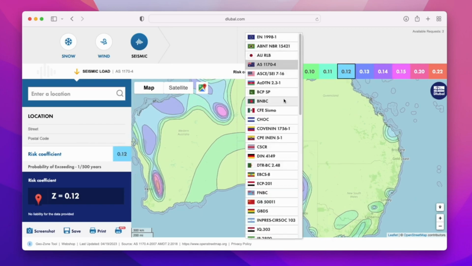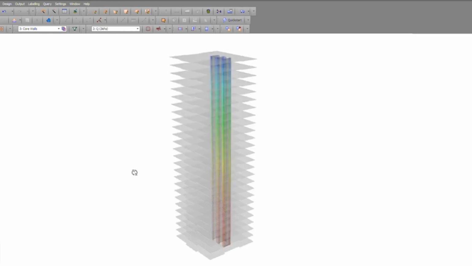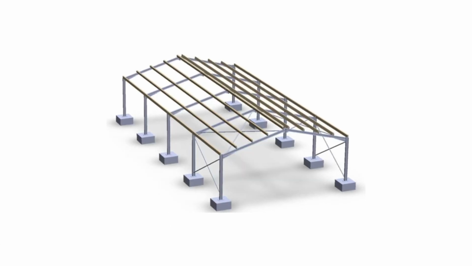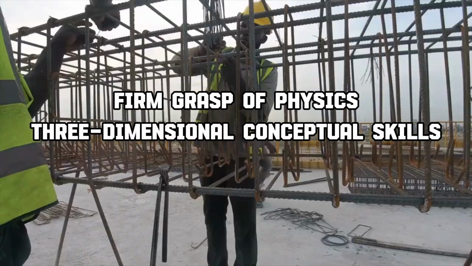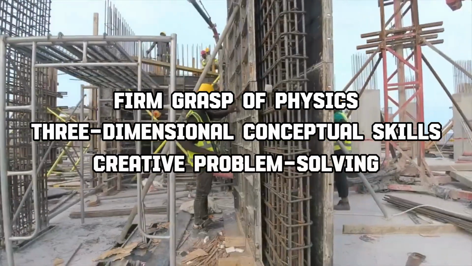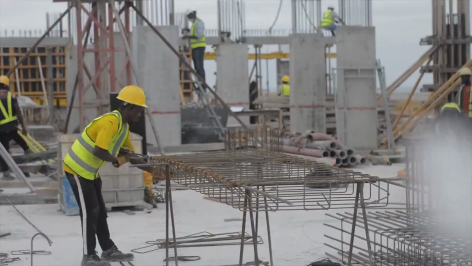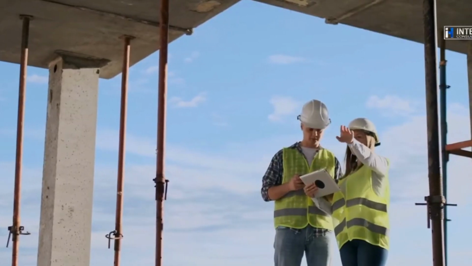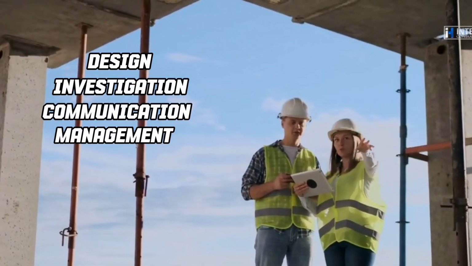Unlike architects, who must focus on the building's appearance, shape, size, and use, structural engineers must solve technical problems and help the architect achieve their vision for the project. Structural engineers must have a firm grasp of physics, three-dimensional concept skills, and creative problem solving. Outside of an ability to apply principles of mechanics, mathematics, and physics to construct safe, sustainable buildings, the roles and responsibilities of structural engineers include design, investigation, communication, and management.